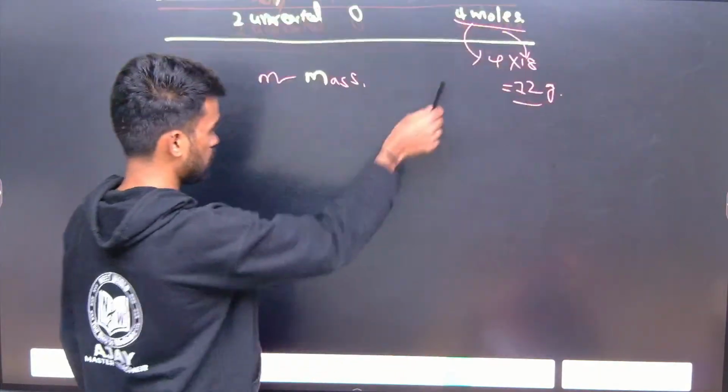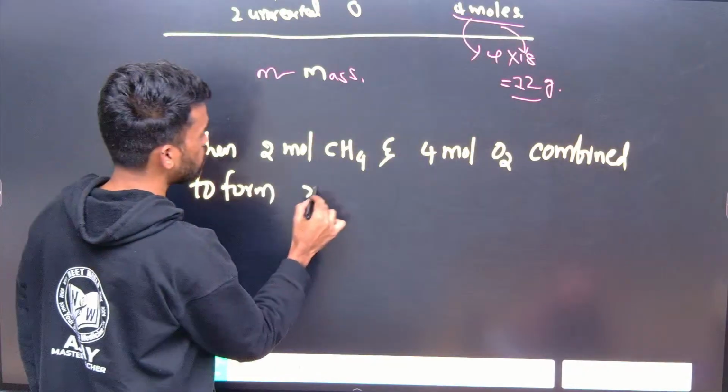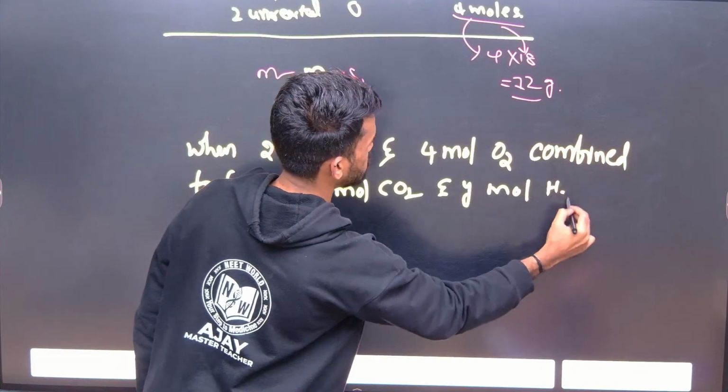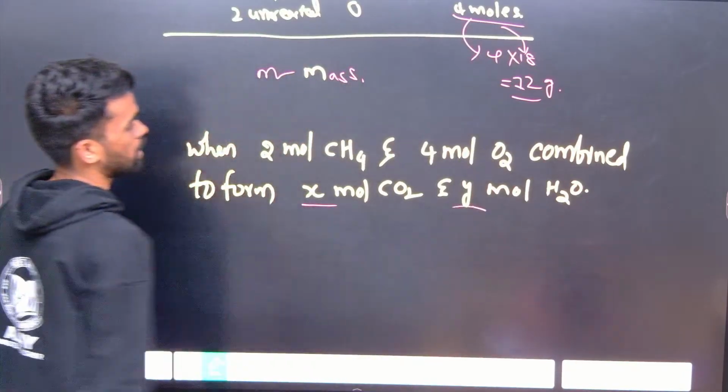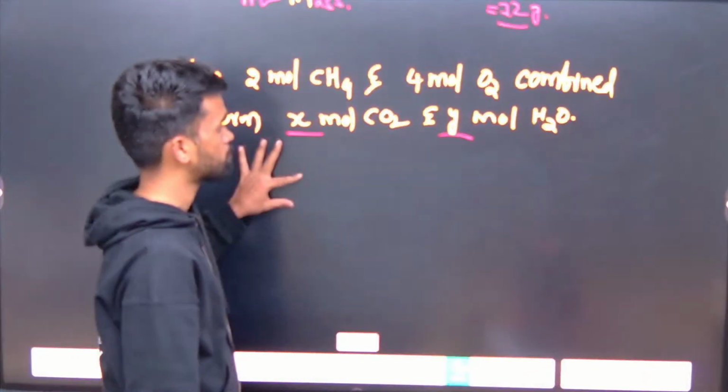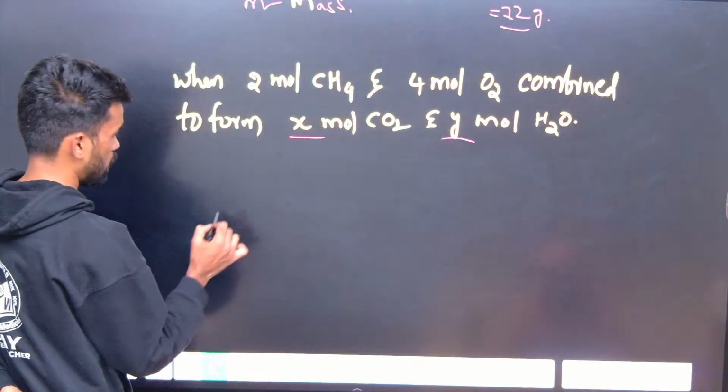Now I am asking one more question. So when 2 moles of methane and 4 moles of oxygen combine to form X moles of CO2 and Y moles of H2O, tell me what are X and Y, and find the limiting and excess reagent so that you will get the answer. Okay, this is also homework only.